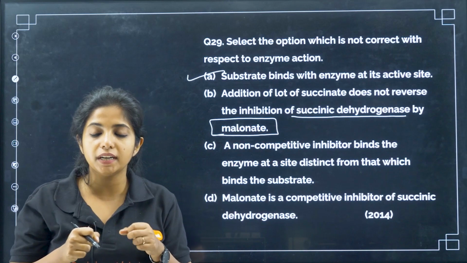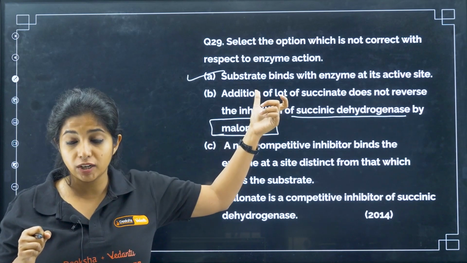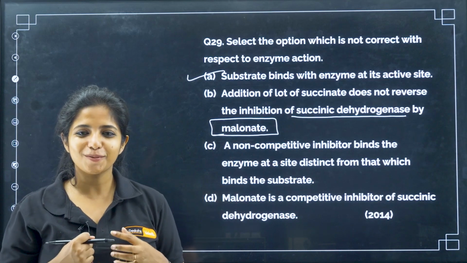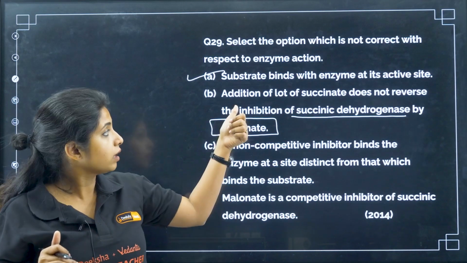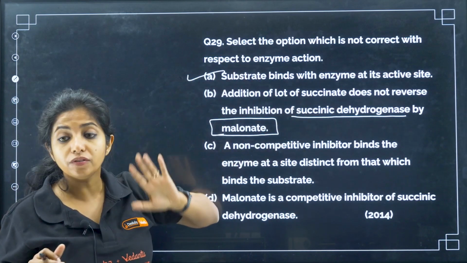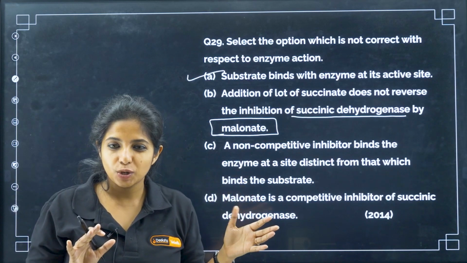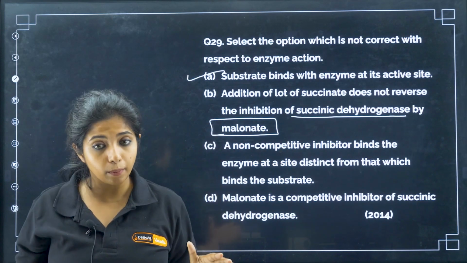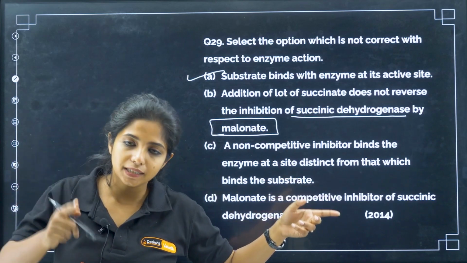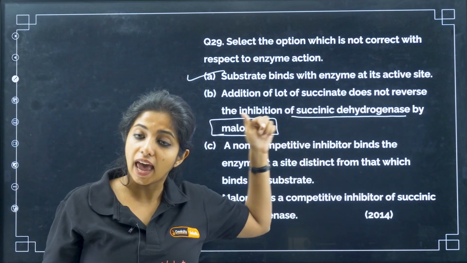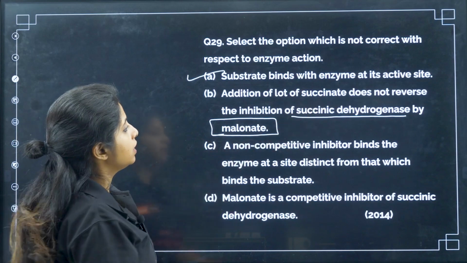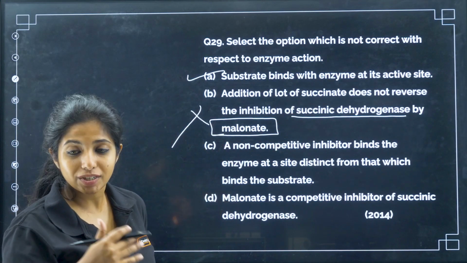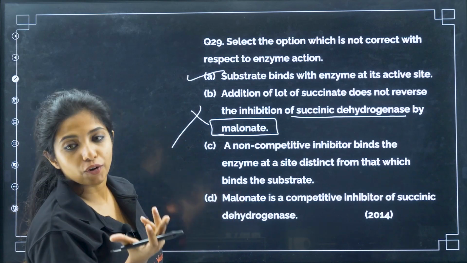How does it competitively inhibit? Basically it fights with the actual substrate, succinate, and says that, hey, you cannot bind, I will bind. So that is what is happening. It is said over here that addition of a lot of succinate does not reverse the inhibition. So that means even if you add a lot of succinate, still malonate is the one that will go and bind. Do you think that's true? It is incorrect. Addition of a lot of succinate actually reverses the inhibition of succinic dehydrogenase by malonate. This is wrong because it does reverse. Here it is written, it does not reverse.